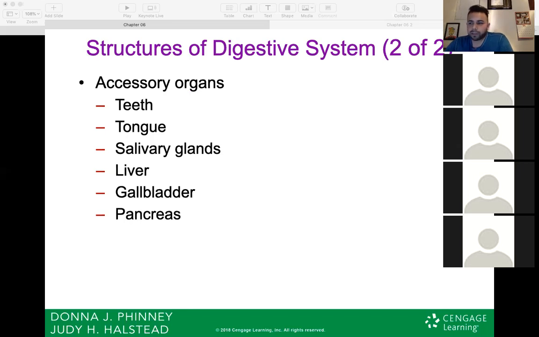Accessory organs include teeth, the tongue, salivary glands, liver, the gallbladder, and the pancreas. These are all accessory digestive organs.